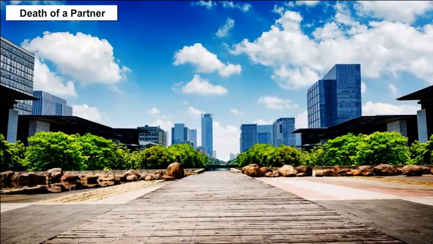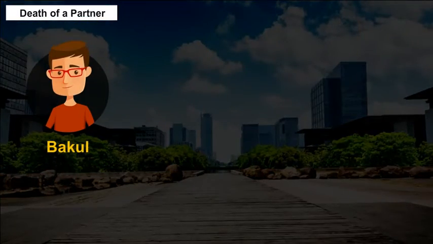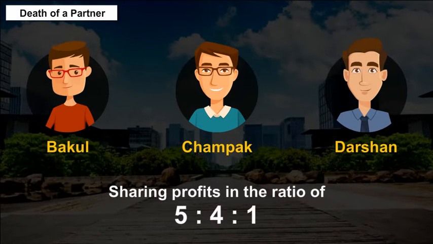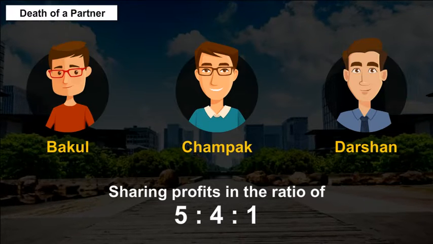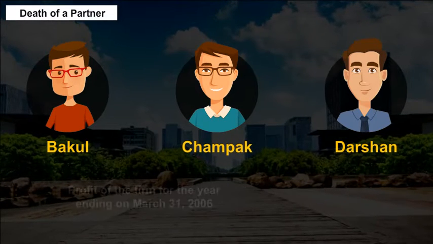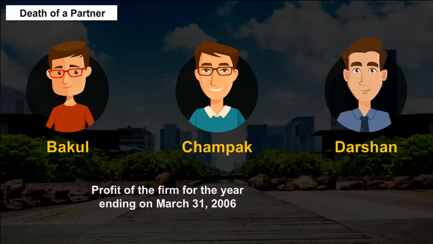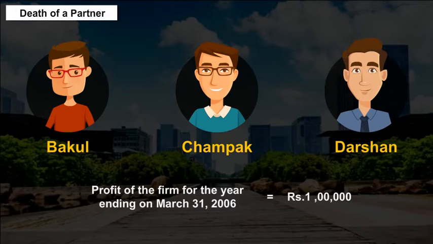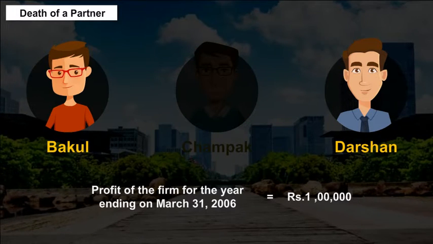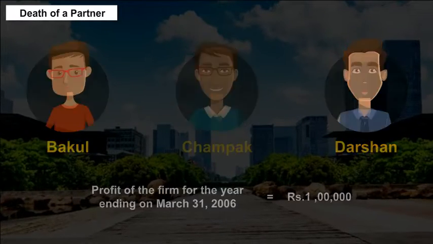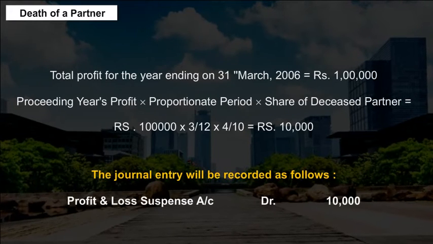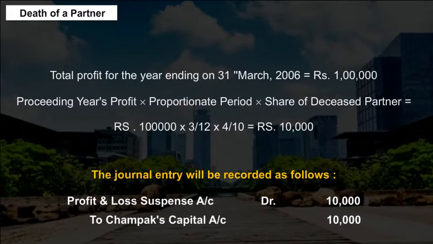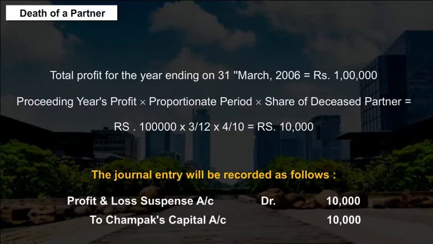Let us understand this with an example. Bakul, Champak and Darshan were partners in a firm, sharing profits in the ratio of 5:4:1. The profit of the firm for the year ending on March 31, 2006 was 1 lakh rupees. Champak dies on June 30, 2006. Champak's share of profit for the period from April 1 to June 30, 2006 shall be calculated as follows.